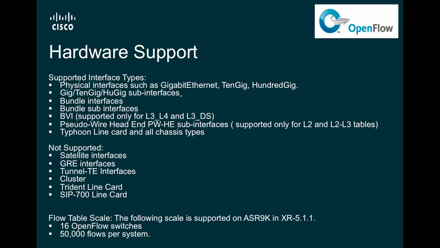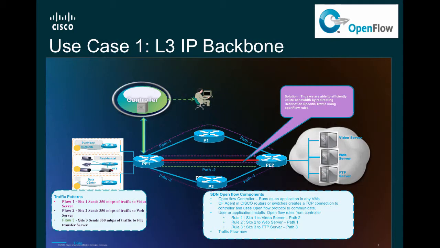In terms of scale, which is very important, as on the XR511, we do support 16 OpenFlow switches and 50,000 flows per system. This scale is limited to NP, so for each NP on the line card, you can support 50K flows. So the total scale of the line card will depend on the number of NPs on that line card. So that's great. Now that we understand a little bit about OpenFlow, let's talk about use cases.